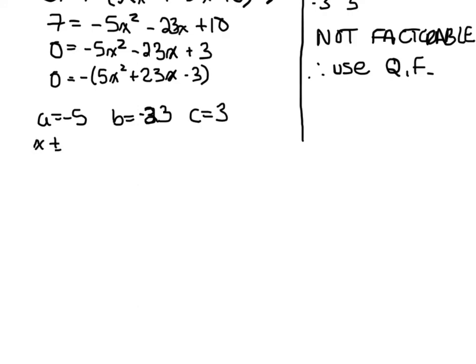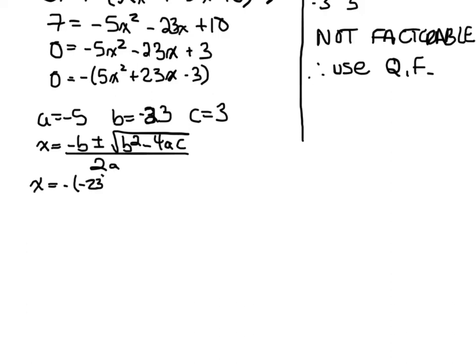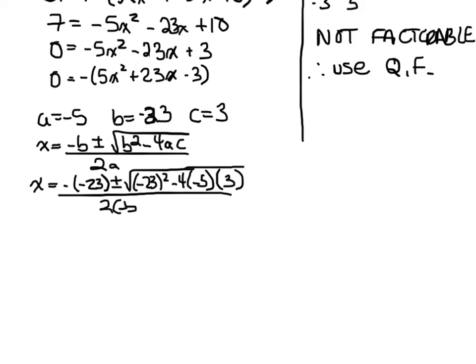So I have x equals, sorry, I've made a mistake. I have x equals minus b plus or minus the square root of b squared minus 4ac, all divided by 2a. So substituting in, I have x equals minus 23 plus or minus the square root of minus 23 all squared minus 4 times a, which is minus 5, times c, which is 3. And we're going to divide all of that by 2 times minus 5.